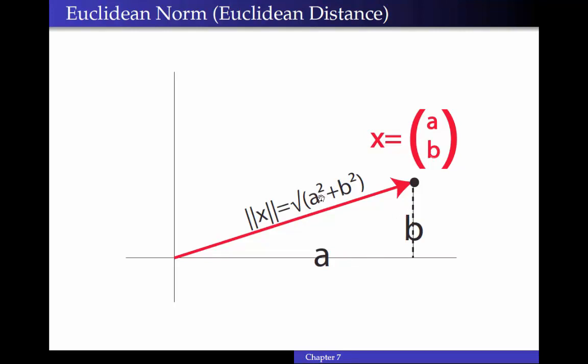And in the distance formula, you're always subtracting the 2 points. And here the point, the origin is 0, 0. We'll see that in a minute.